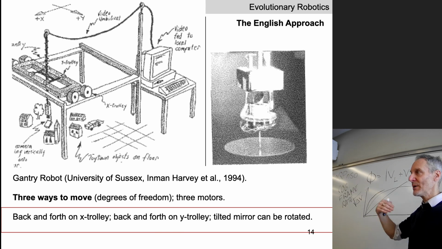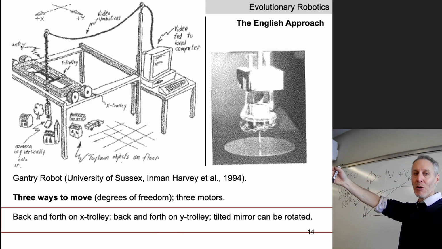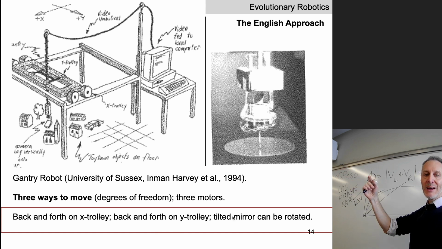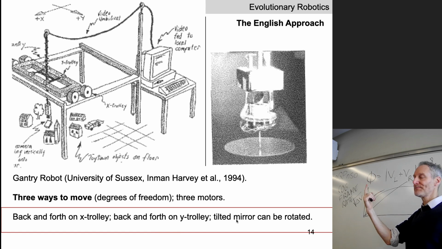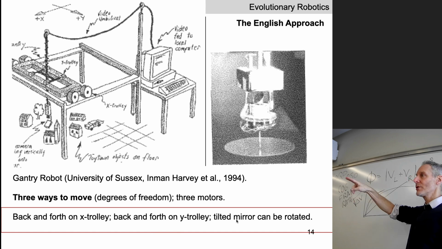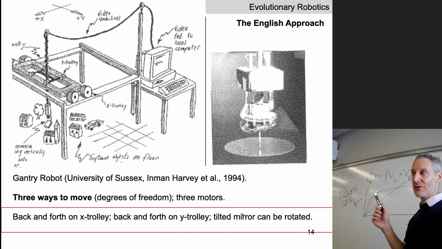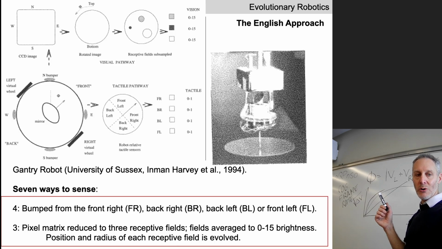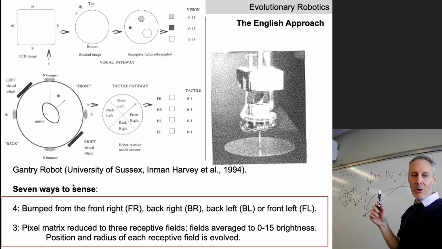The X trolley, back and forth. The Y trolley, forward and back. That's the 2nd degree of freedom. The 3rd degree of freedom is the constant rotation of the tilted mirror. The controllers are going to control the first 2 degrees of freedom, the 2 trolleys. The neural network can't control the dental mirror. That's just going to spin on its own. So we've got 2 mechanical degrees of freedom we want to evolve control over. You can think of it as 2 motors, one that controls the X trolley, one that controls the Y trolley.